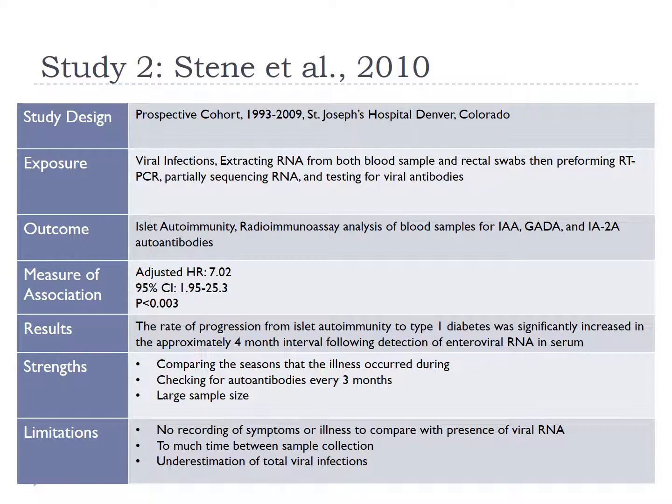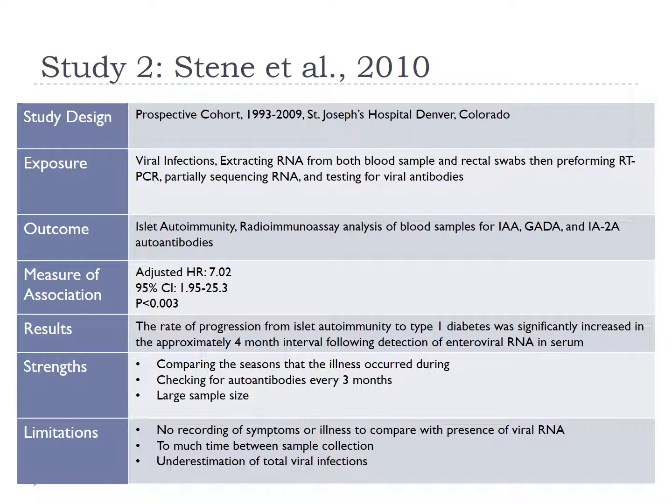They also used the RNA to do partial sequencing to confirm the results that were seen in the RT-PCR. Lastly, they tested for viral antibodies to detect previous viral presence in the patient. They measured the outcome of islet autoimmunity in the same manner as the first study.